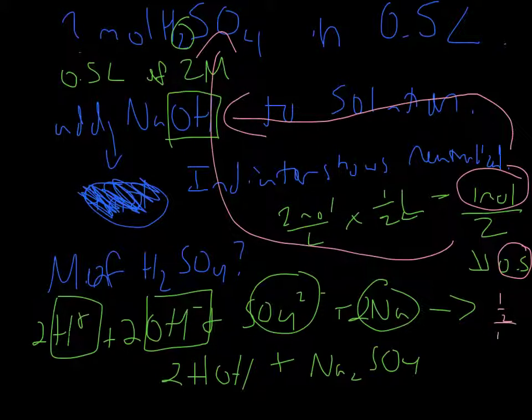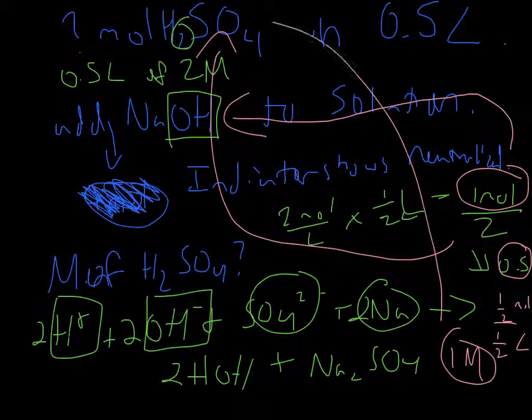1/2 over 1/2 mole over liter. We get a molarity of 1 for the SO4. So there you have it. That's how you find the concentration with a titration.